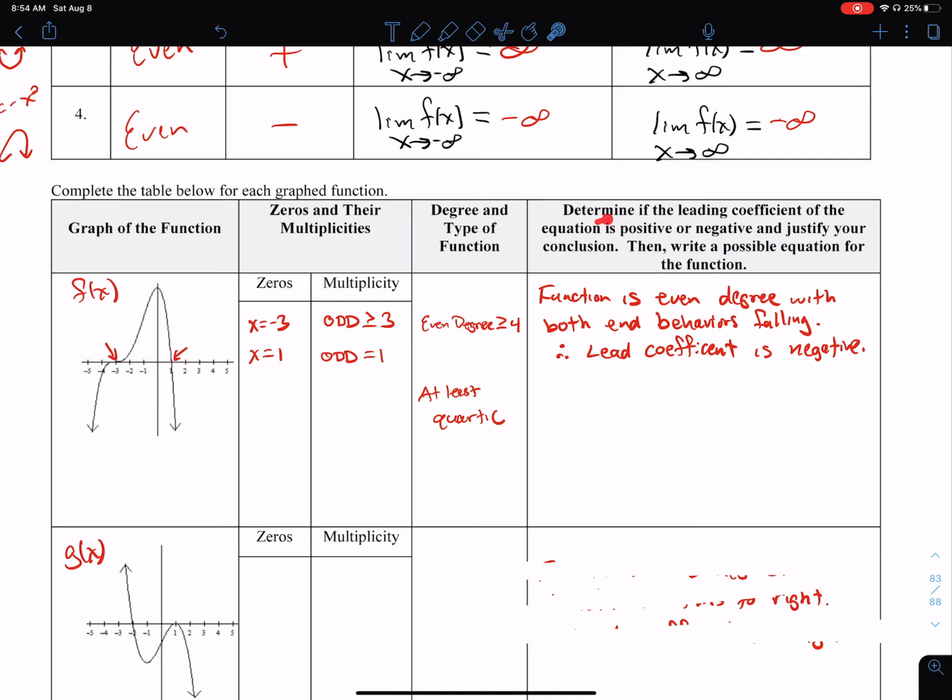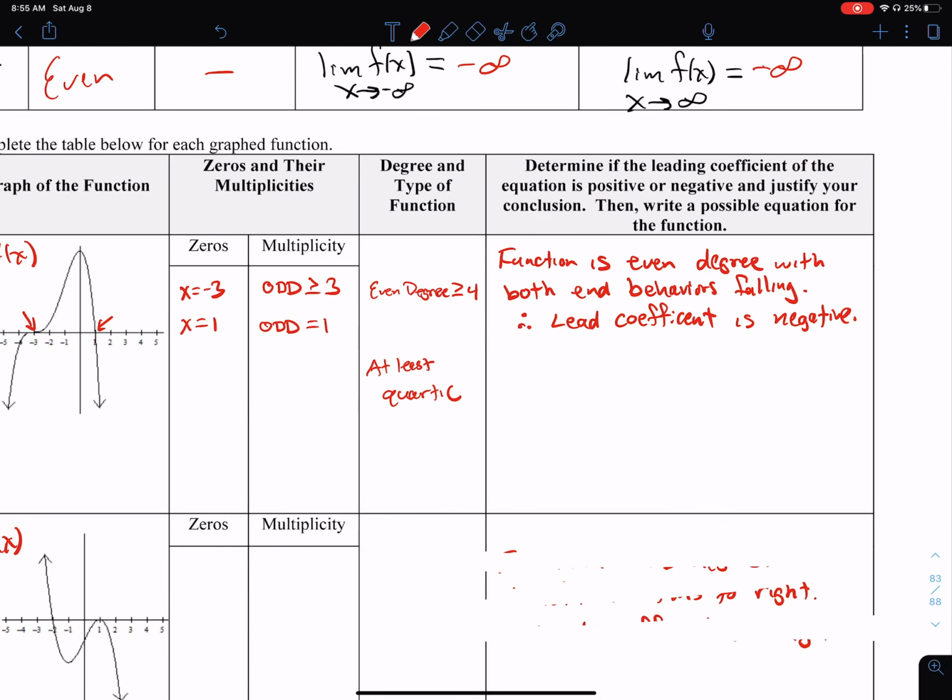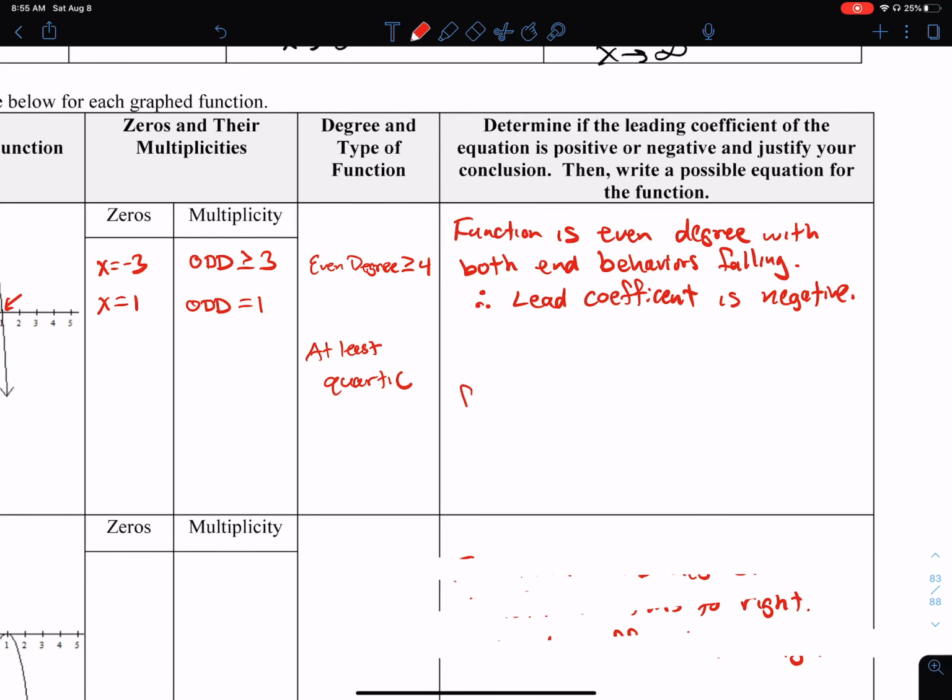Make sure I answered the question. Determine if lead coefficient is positive or negative. Did it justify your conclusion? Write the possible equation for this function. Now, the possible equation for this function is f of x equals, we have our zeros that become factors using the factor theorem. Now, the lead coefficient, some number a, we are saying that that is negative. So to emphasize that, we're going to say negative a.